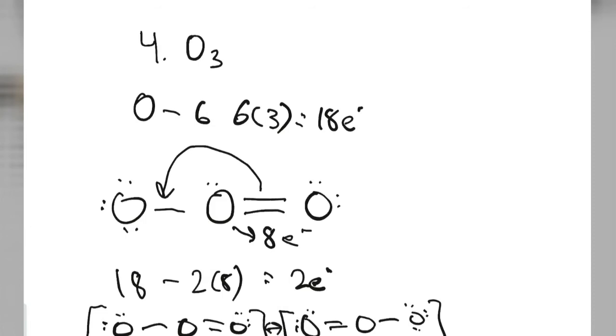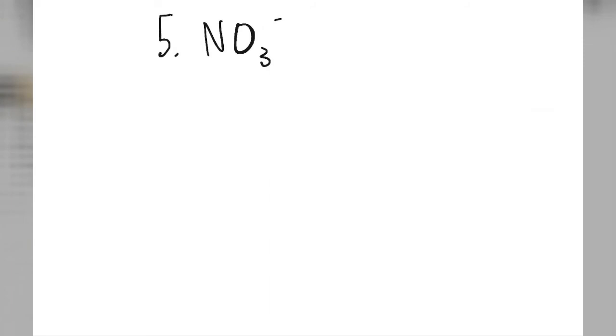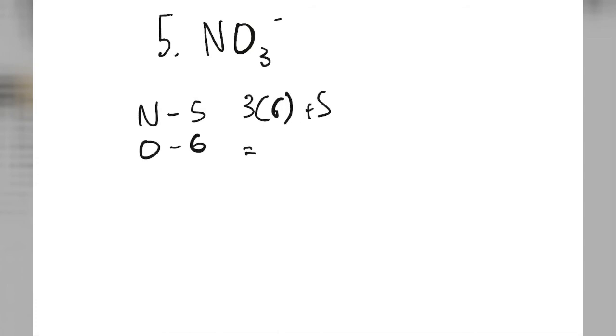So now our final practice example that we're going to tackle is a simple example with a polyatomic ion, which means just a covalently bonded ion. So let's first draw it, and let's find the valence electrons. Nitrogen has 5, oxygen has 6, so 3 times 6 plus 5 gives us a total of 18 plus 5, which gives us 23 valence electrons.